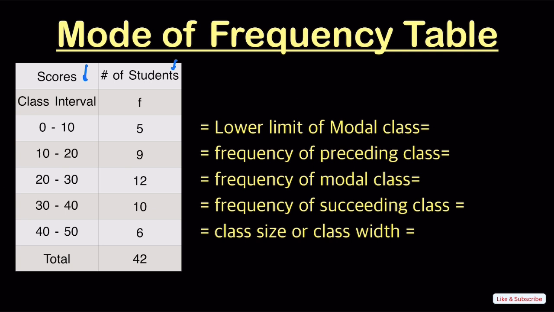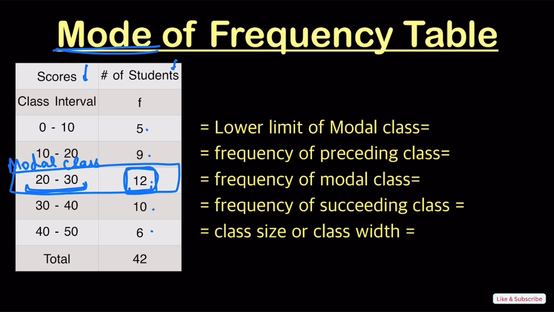Now, first of all, what is the mode? Mode is the most frequently occurring number, meaning the most repeating number, which has the highest frequency. In this case, 12 has the highest frequency. So this will help us find the modal class. This is going to be our modal class. So what is the modal class? The modal class is the interval in which we have the highest frequency.